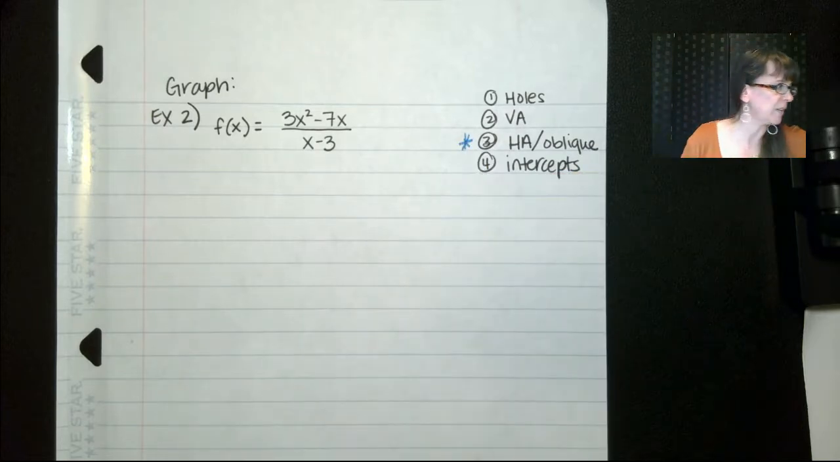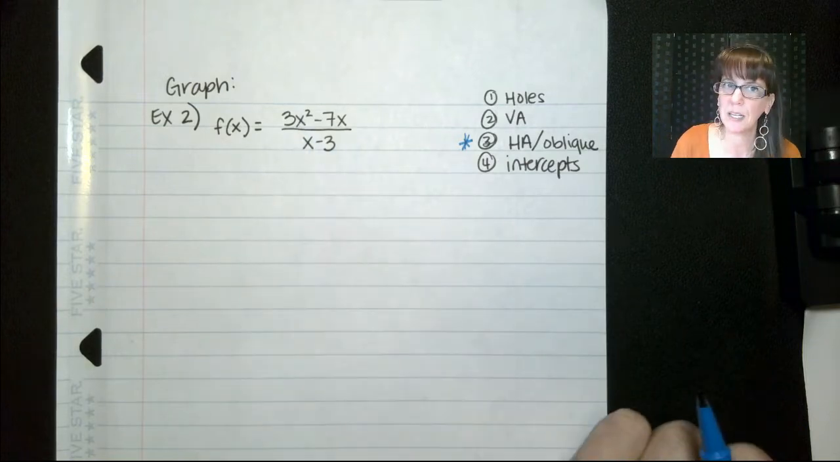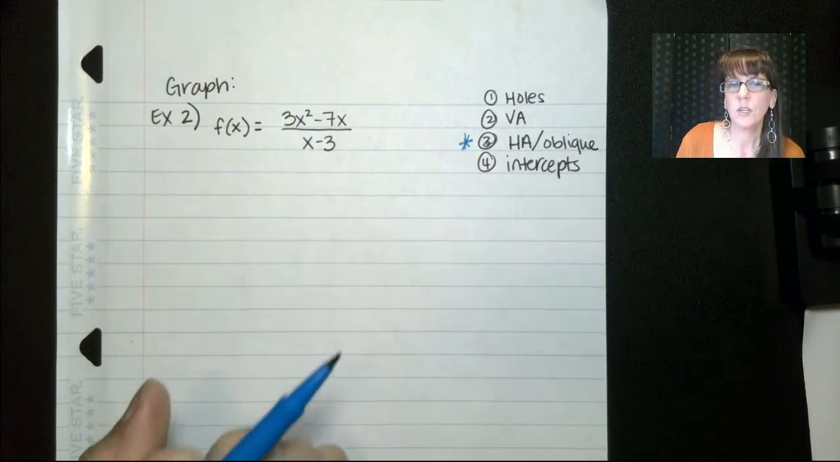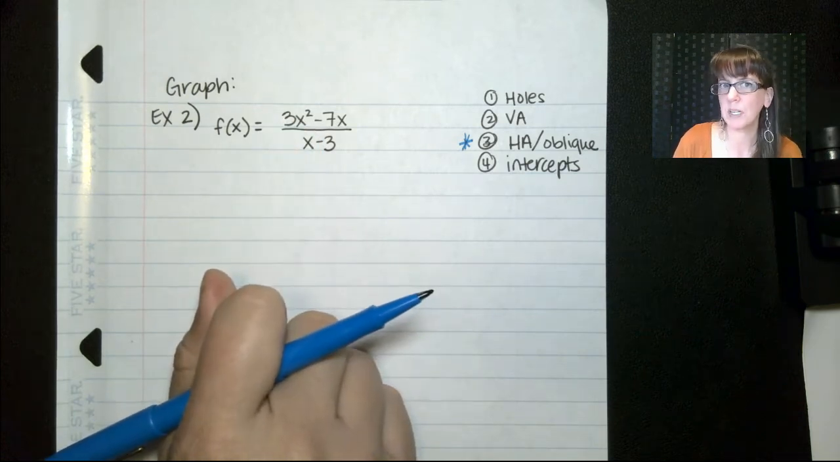It looks like I can't really factor anything out of there though. I could factor an x out, but that's not going to help me. So we can just leave it the way it is. We look at this, we see it's bigger on top, which means there is no horizontal asymptote, but we need to check for an oblique.